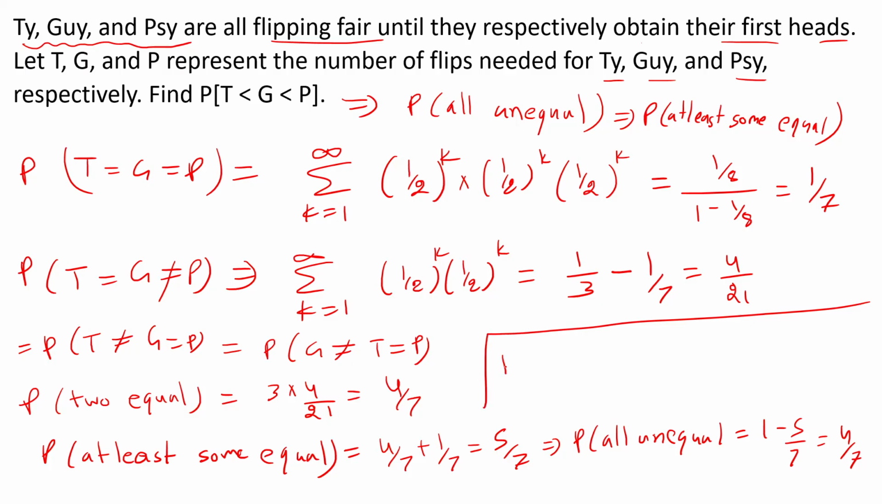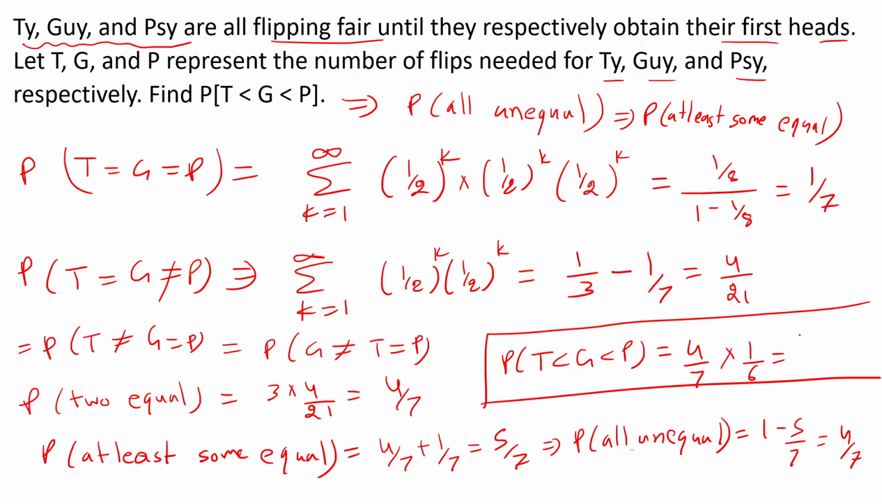And then the probability of t less than g less than p. So they're all unequal, but we can arrange them in an order. So there are 6 ways to arrange, 3 ways to select the first person and 2 ways to select the second person. So it's 4 by 7, the all unequal probability, divided by 6. So that is 1 by 21. So that is our nice little answer. The probability is 1 by 21.